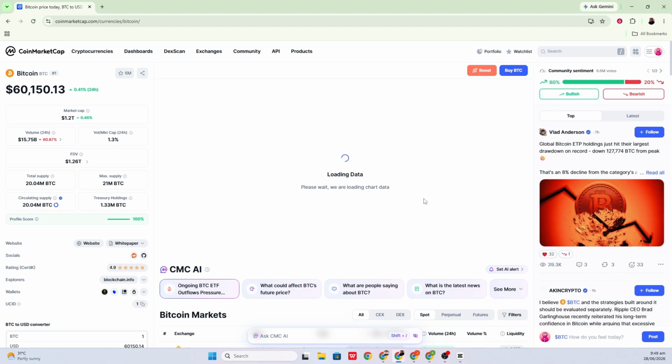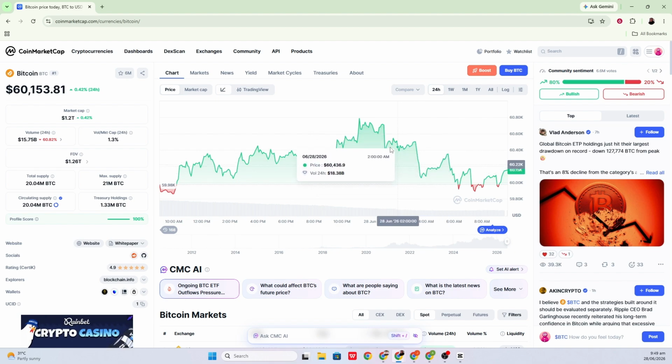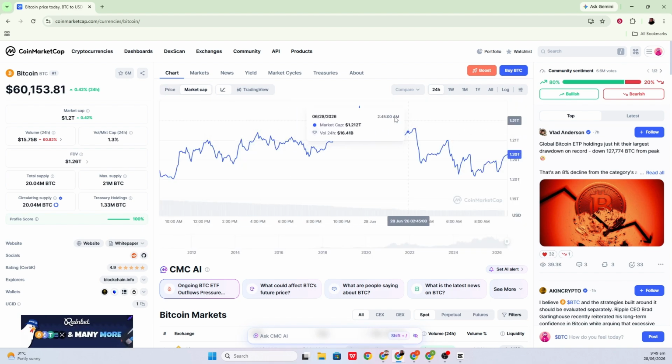At the bottom of the chart, you will find the horizontal axis. This shows the selected time frame, including hours, days, months, or years. On the left side of the chart, you will see the vertical axis for the asset price. This matches the green and red price line displayed on the chart. On the right side, you will see the market cap scale, which matches the blue market cap line.